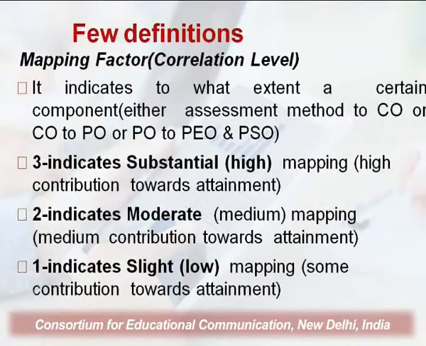The 2 indicates a moderate level, that is a medium level mapping, which states medium contributions towards the attainment, whether it is PO to CO mapping or PO to PEO and PSO mapping. And if it is 1, it indicates slight, low mapping, that is some contribution towards the attainment. So, we have 3 levels: 1, 2 and 3. 1 is low, 2 is moderate and 3 is high. This is how we have to map the matrix.